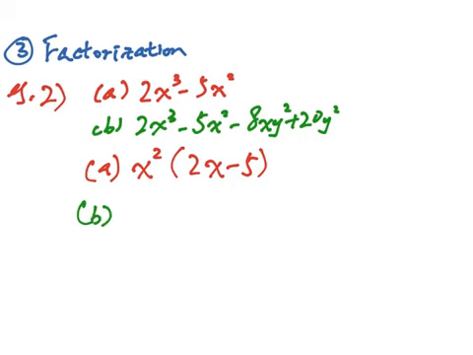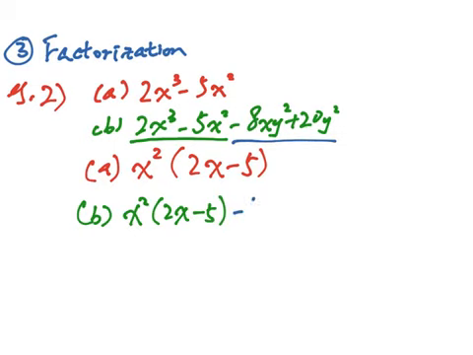For part B, the first 2 terms are the same as in A, so we can use the answer from A. So it becomes x squared times 2x minus 5. And then for the last 2 terms, we need to see the common factor. So it is negative 4y squared. After taking out negative 4y squared, it becomes 2x minus 5.